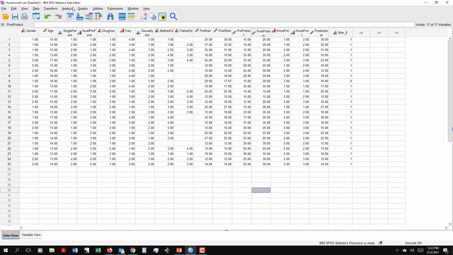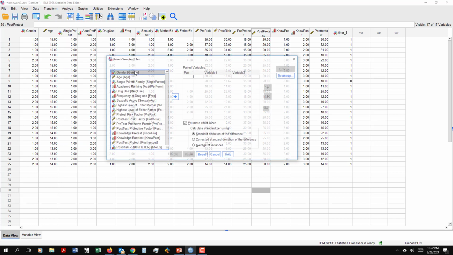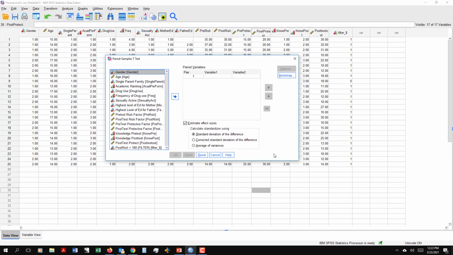But what I want to know, the basic thing I want to know, is the difference between the pre-test and the post-test on the risk and the protective factors, right? So I want to compare my means, and I'm going to use a paired samples t-test because I have the same group of individuals, the same group of students who did the pre-test and the post-test.